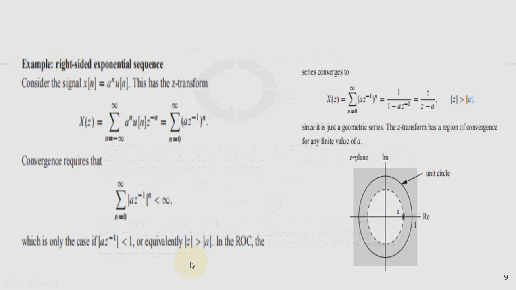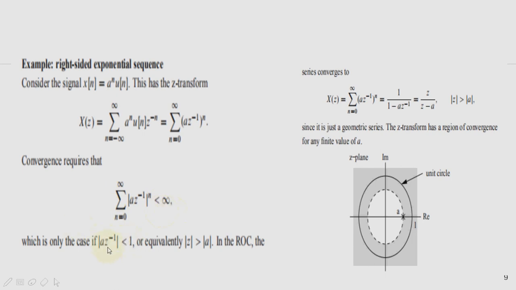So let us take the right sided exponential sequence. Consider the signal x of n is equal to a raised to n u of n. This leads to the z transform x of z is equal to summation from minus infinity to infinity of a raised to n into u of n into z raised to minus n. So that is equal to summation n is equal to 0 to infinity, because there is a unit step function and it is available from 0 to infinity. So n is equal to 0 to infinity of a into z raised to minus 1, raised to n. So that is nothing but summation n is equal to 0 to infinity of mod of a into z raised to minus 1, raised to n, should be less than infinity.